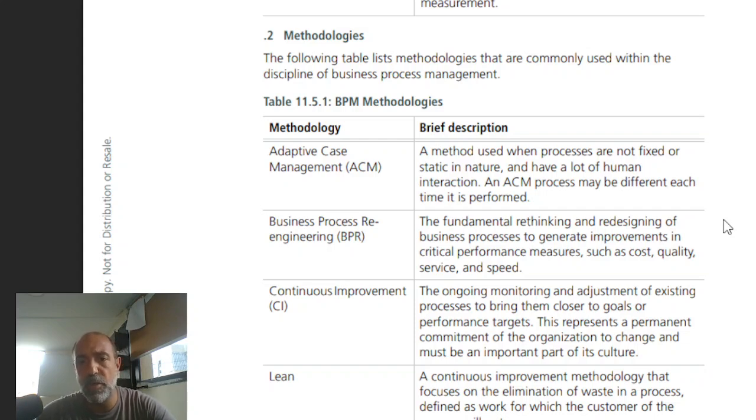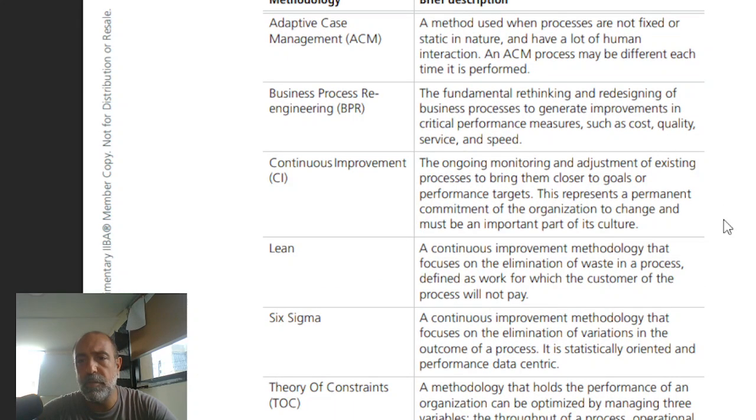Business process re-engineering is the fundamental rethinking and redesigning of business processes to generate improvements in critical performance measures such as cost and quality, right? Process re-engineering is something that should be foundational. When is it triggered? I don't know. I have no idea.